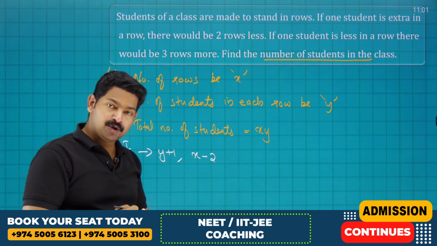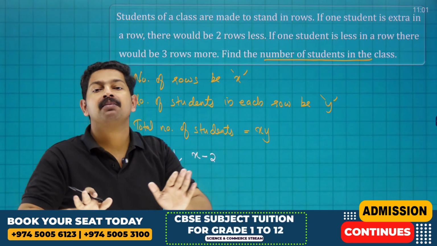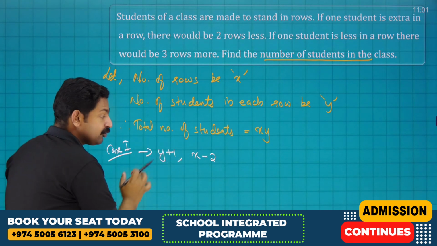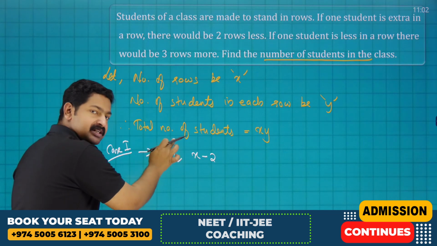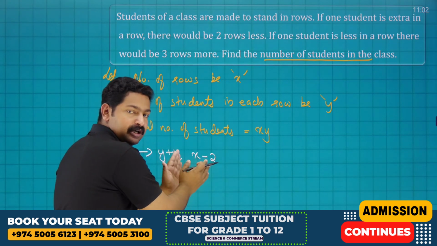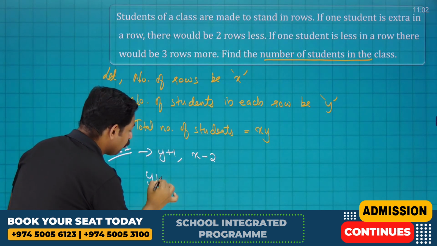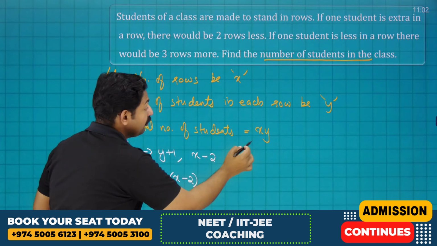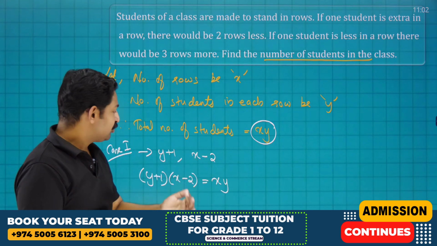Now, even though the number of children in one row is added or the number of rows decreased, the total number of students remains the same. There is no change in that. So what is the total number of students? Just multiply the number of rows and the number of students in each row. So y plus 1 into x minus 2 will be the total number of students, and it will remain the same. That is, what was the number of students? xy. So it will be xy itself. So this is the equation. So from this, what will you get?